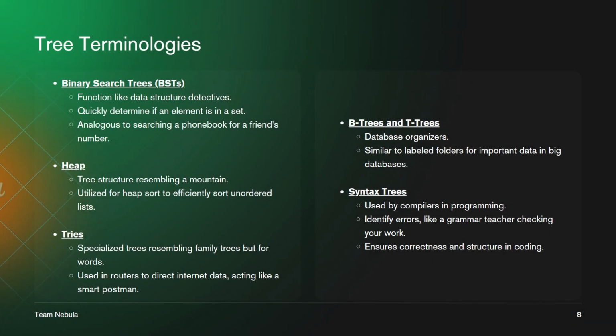Let's talk about where trees come in handy. Binary search trees. These are like the Sherlock Holmes of data structures, and they help us to quickly figure out if something is in a set or not. Imagine you have a massive phone book and you want to see if your friend's number is in there. A BST helps you to do this super fast. Heap. This is a type of tree, but not like the ones you see in a park. It's more like a mountain. We use it for something called heap sort, which is a way to sort a jumbled up list of things.